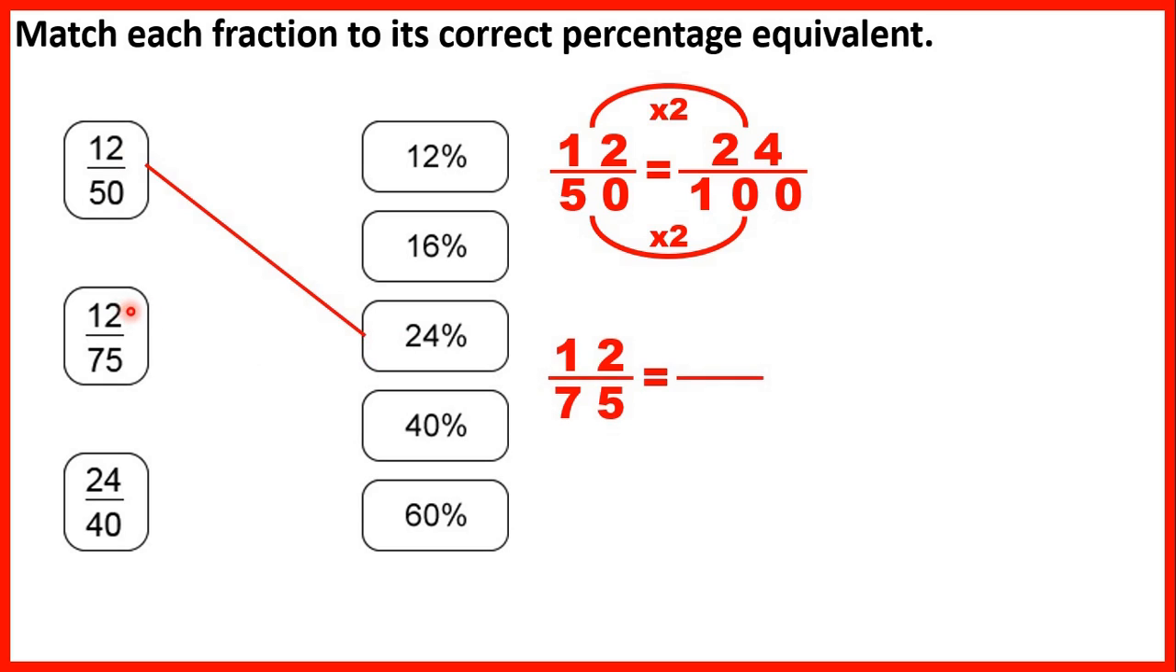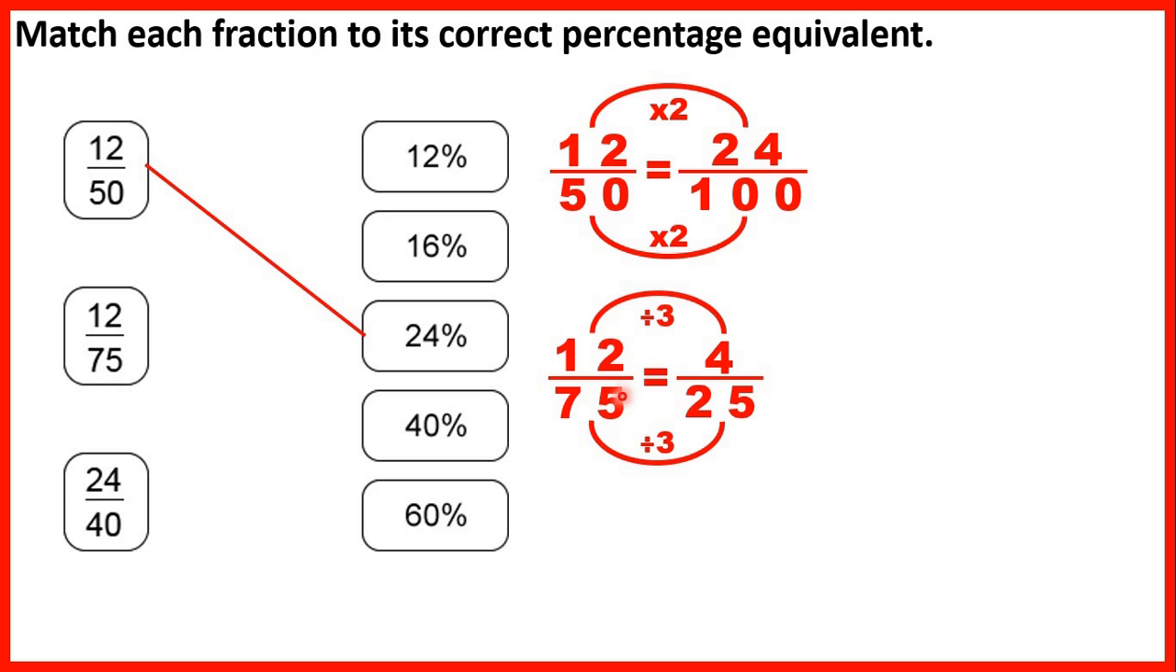But now we have 12/75. Now 75 is not a factor of 100. We can't multiply 75 by anything, or at least not by a whole number, to get a denominator of 100. But what we can do is simplify the fraction first. Both 12 and 75 are in the 3 times table, so we can divide both the numerator and denominator by 3, and that gives us 4/25.